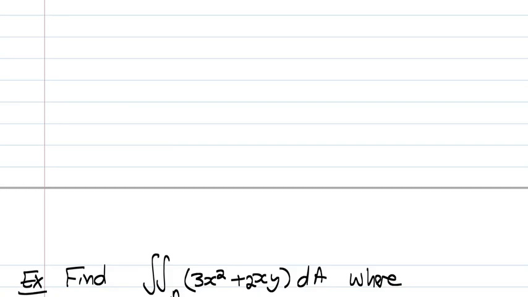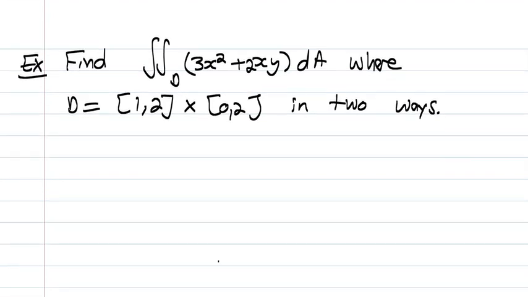Alright, so let's do an example to evaluate a double integral over a rectangle. So I have the double integral of 3x squared plus 2xy over rectangle D, and D is the rectangle [1,2] cross [0,2]. So we are going to calculate this double integral. Now first of all, D is closed and bounded, and this is a continuous function on D, so we know that this function is indeed integrable over D, so we know it exists, and so now we just got to find this value. And we can do this in two ways. So we know we have the two iterated integrals.